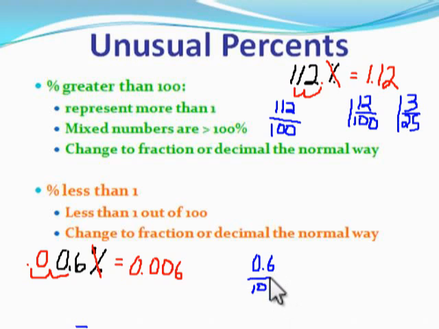Now, we can't keep the decimal in the fraction, so we would need to move it over to the end. But remember, we can never do things in math one at a time. We have to do them in pairs. So if we move the top, we also have to move the bottom. So this would change to 6 over 1,000.